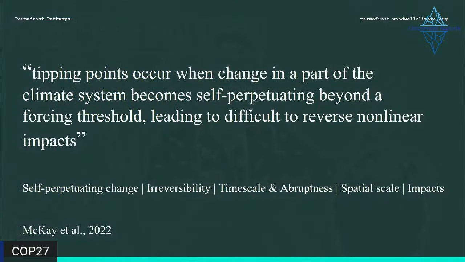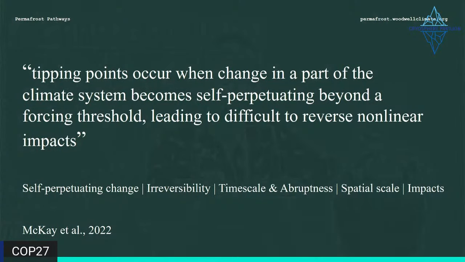But beyond that, having had a little bit of a conversation prior to this session, it's actually not that easy to define what is and what is not a tipping point. For example, as opposed to something that we might describe as a threshold. So earlier this year, a paper was published by David McKay and colleagues, which used the definition that you can see up here on this slide for climate tipping points.